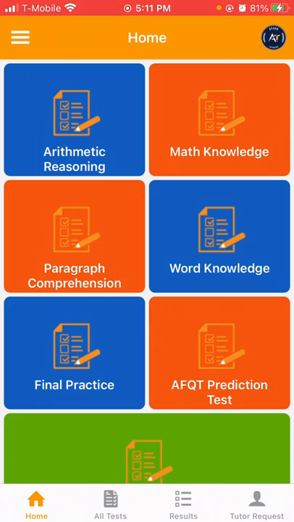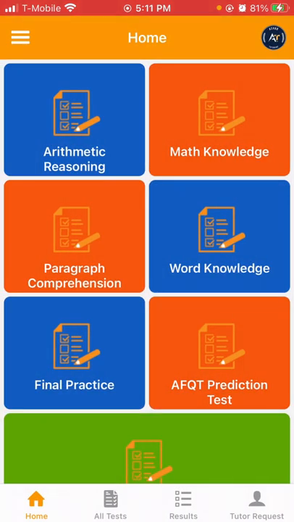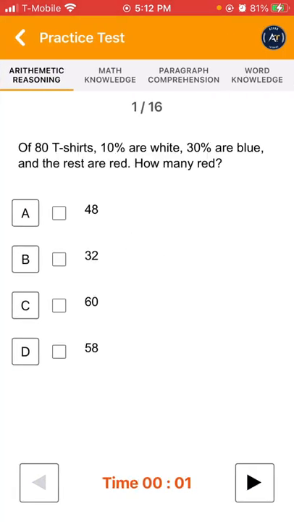When you are comfortable with the arithmetic reasoning, math knowledge, paragraph comprehension, and word knowledge sections, you can move on to the final practice tests. The questions on the ASVAB tests are very similar to the ones on the final practice tests. After you finish all the practice test problems, you can take the AFQT prediction test. You can take this test as many times as you'd like. This test will give you an idea of your scores on the ASVAB test.